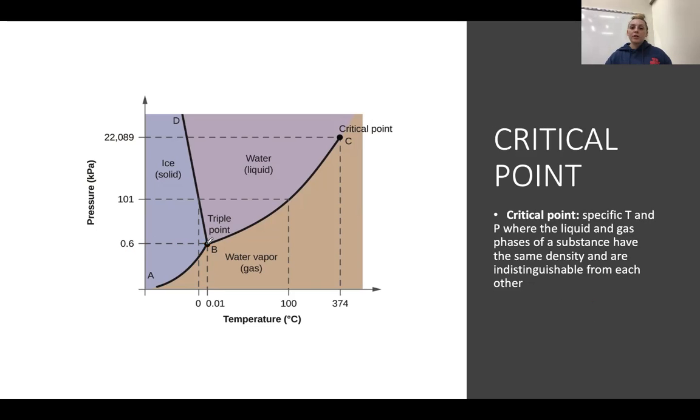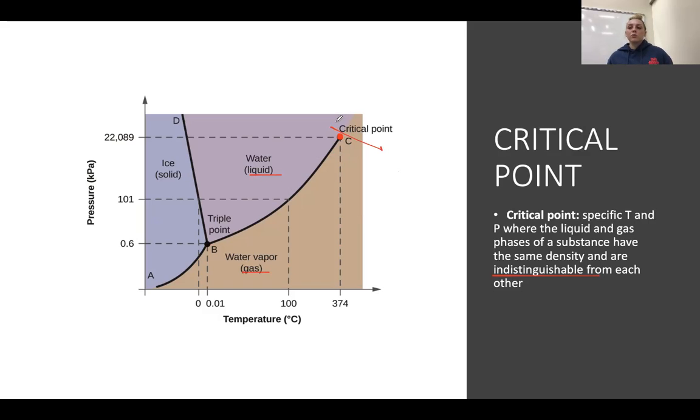All right, next we have your critical point, and that one's going to be up here. It's marked by C. This critical point is the specific temperature and pressure where the liquid and the gas have the same density and become indistinguishable from one another. It's also important to remember that this is where the equilibrium line ends. So it does get cut off right here, and the two states become indistinguishable beyond.